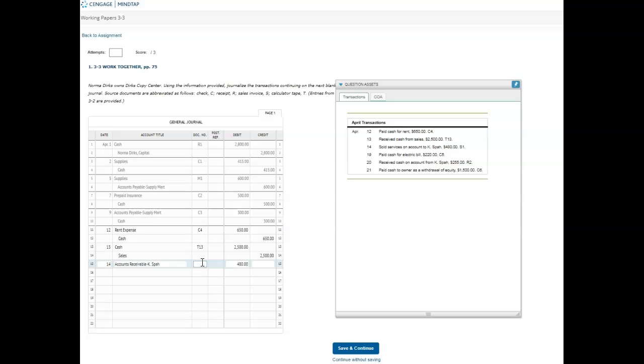What did I forget? Yes, I forgot the document number. So the document number on the 14th is an S1. S1. Now, sold services on account, which means if we sold something, that is sales. We always have to keep track of everything that we sell. Since the sales are walking out the door, like when we buy something from Walmart, that is the credit.